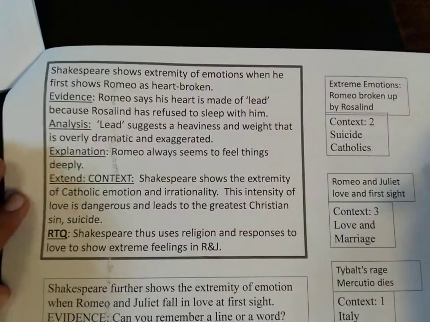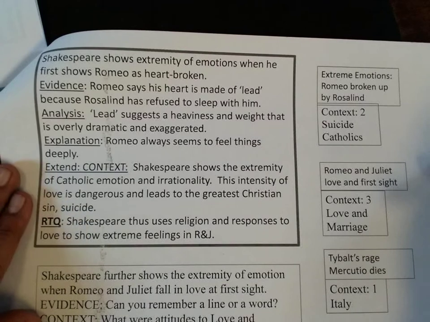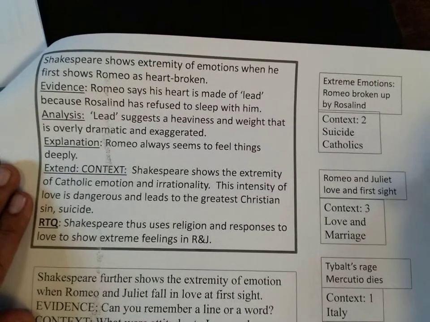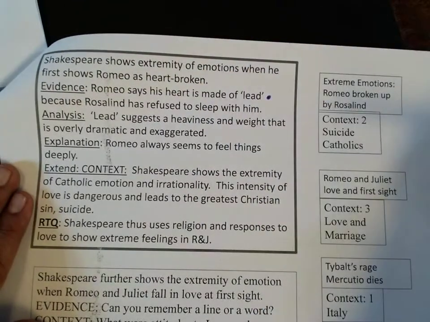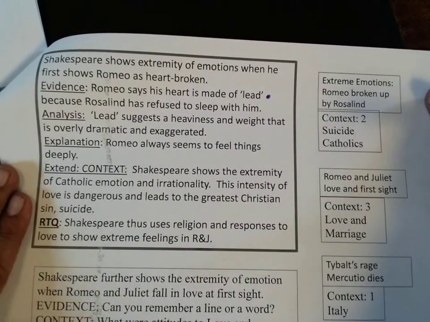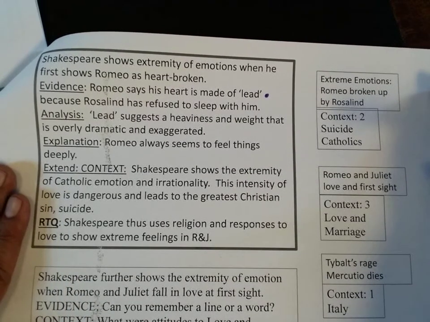And here I will give you an example. Shakespeare shows extremity of emotions when he first shows Romeo as heartbroken. Romeo says his heart is made of lead because Rosalind has refused to sleep with him. I just remembered that one-word quote, and I'm going to use that to get through this exam. Lead suggests heaviness and weight that is overly dramatic and exaggerated. Romeo always seems to feel things deeply. Shakespeare shows the extremity of Catholic emotion and irrationality. This intensity of love is dangerous and leads to the greatest Christian sin, suicide. Shakespeare thus uses religion and responses to love to show extreme feelings in Romeo and Juliet.